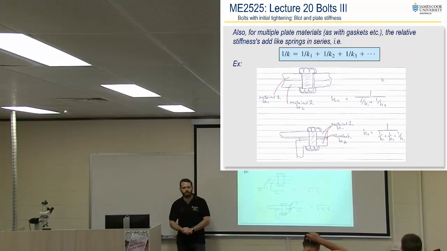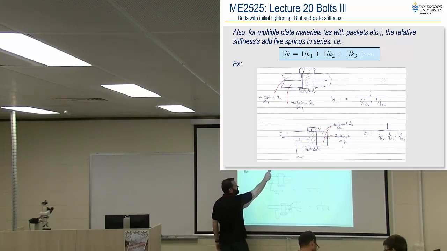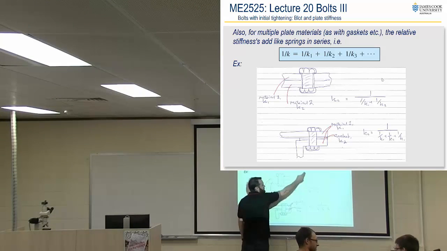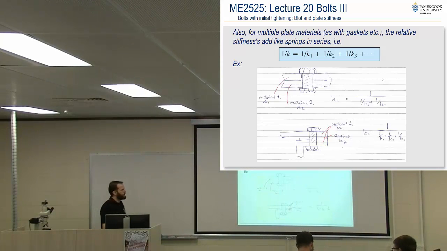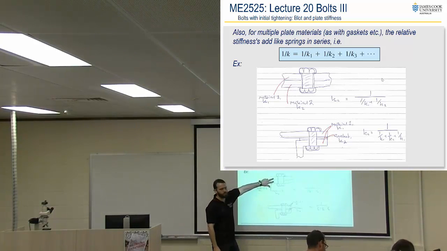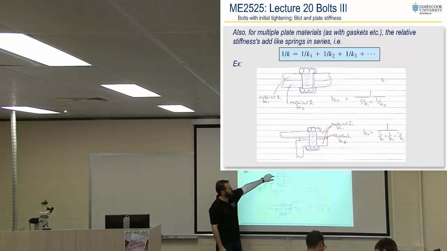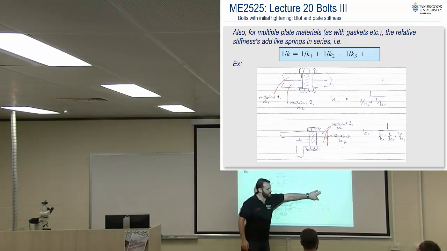Anyone that remembers back to second year dynamics, they're basically just serial springs. Springs in series: you combine the stiffnesses by one on the total stiffness equals one on each of the subset stiffnesses. For this circumstance, we've got two different types of material. You calculate the K value for the top one, and the K value for the bottom one, and then the total K value is 1 divided by 1 on each of them.